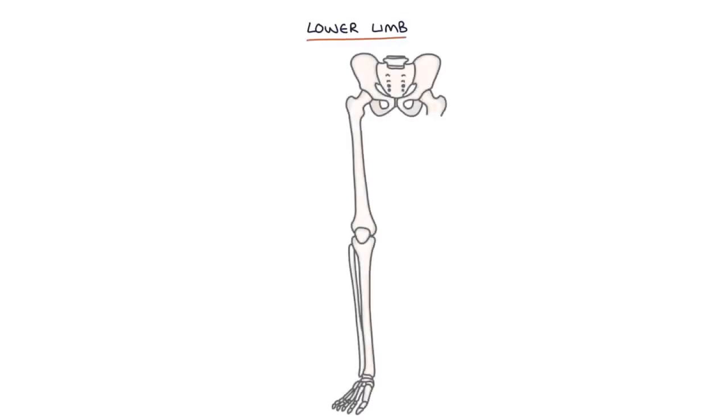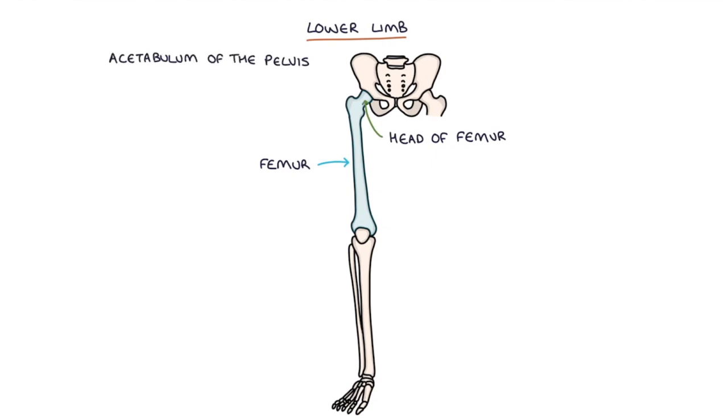Next, let's move on to the lower limb. The longest bone in the body is the femur or the thigh bone. The head of the femur connects with the acetabulum of the pelvis in order to form the hip joint. The femur joins with the tibia and the fibula at the lower leg to form the knee joint. The tibia is medial, closer to the midline, and the fibula is lateral on the outer aspect of the leg. At the front of the knee is the patella bone, which is commonly called the kneecap.